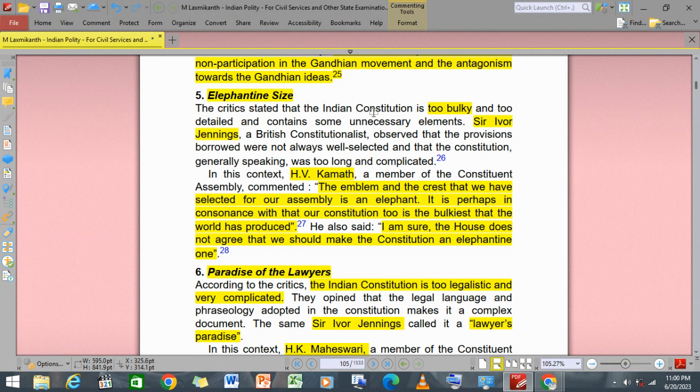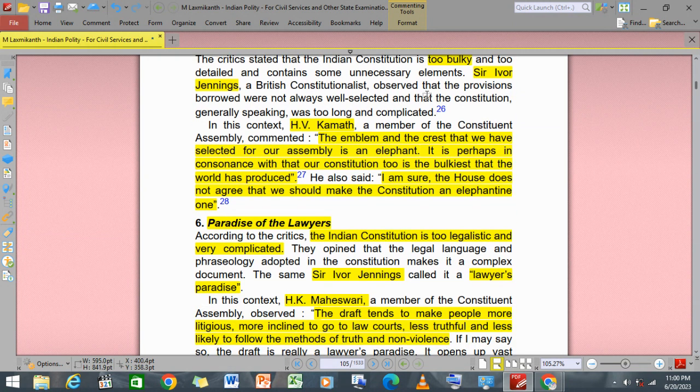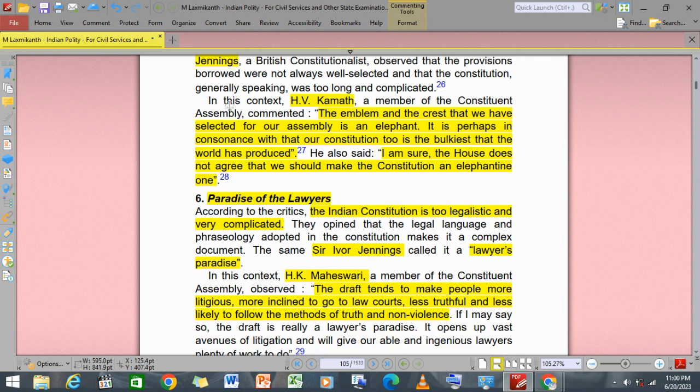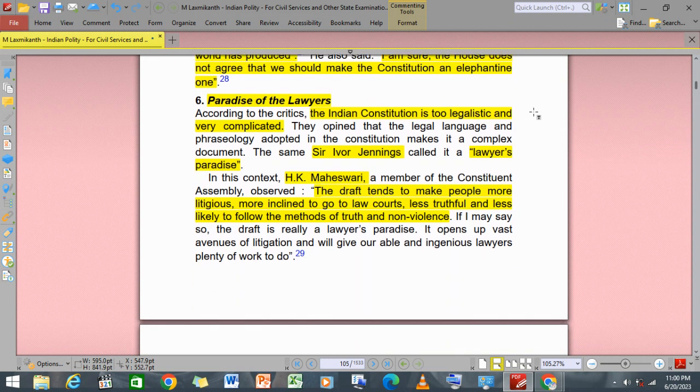Then the elephant size: it is too bulky, and Sir Ivor Jennings said, all right, that it is quite too long and complicated. Then H.V. Kamath said that the emblem and the crest that we have selected for our assembly is an elephant, and perhaps the constitution is bulkier than any the world has produced. And I'm sure the house does not agree that we would make the constitution an elephant in size.